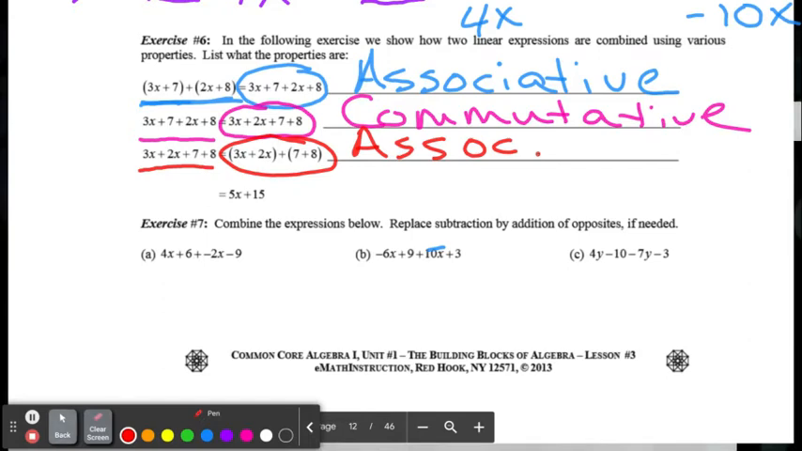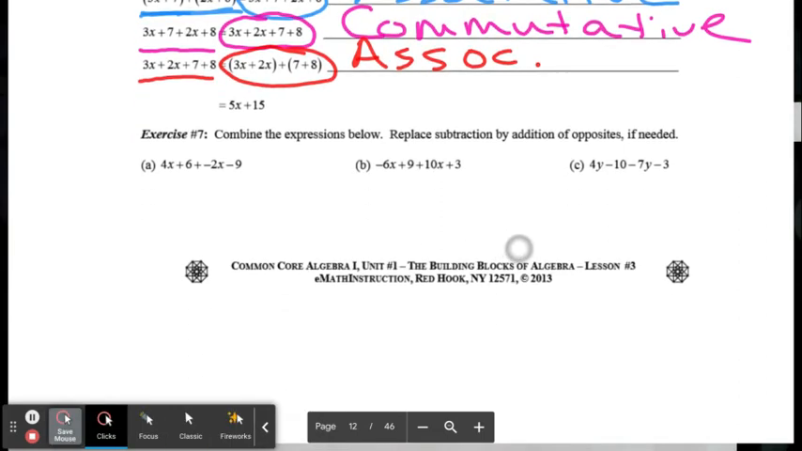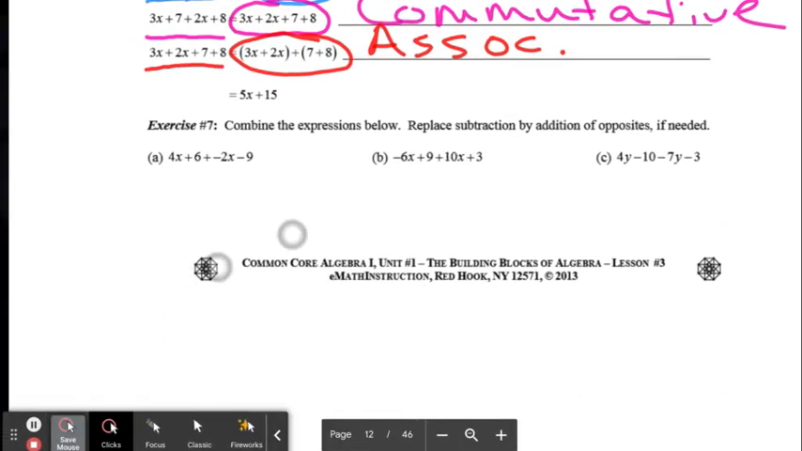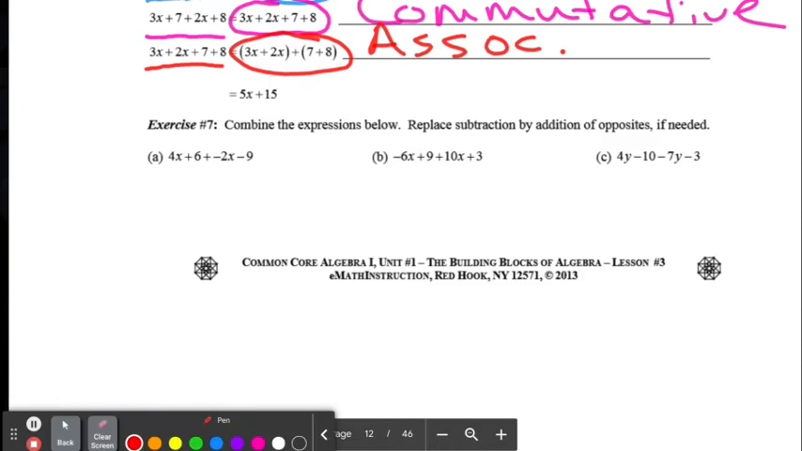And then this last one, okay, it says combine the expression below. Replace the subtraction by addition of opposites if needed, which we are not going to do. I really want to zoom in, but then I lose my pen. Okay, so 7a, 4x plus 6, I'm getting rid of that plus, minus 2x minus 9.